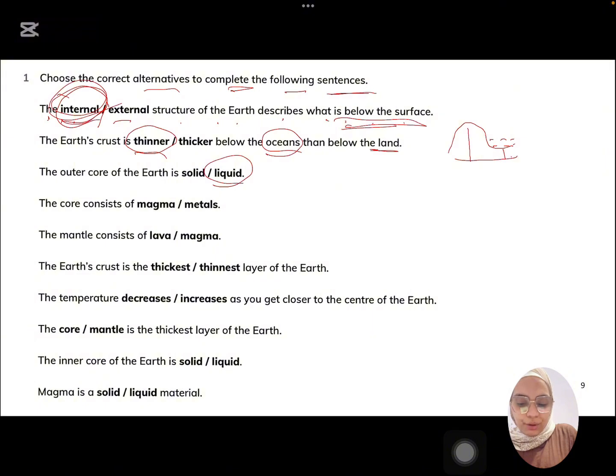The core consists of, we said the core consists of metals, mainly iron and nickel. The mantle consists of lava or magma. We said the mantle consists of a liquid material which is called magma. The Earth's crust is the thickest or thinnest layer of the Earth. We said the crust is the skin of the Earth, so it is the thinnest layer.